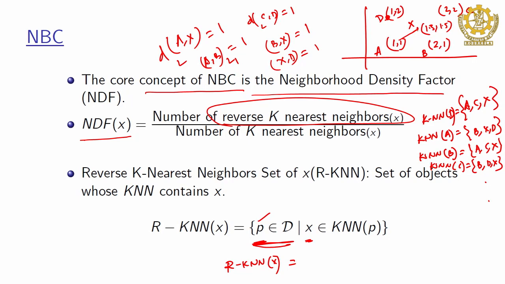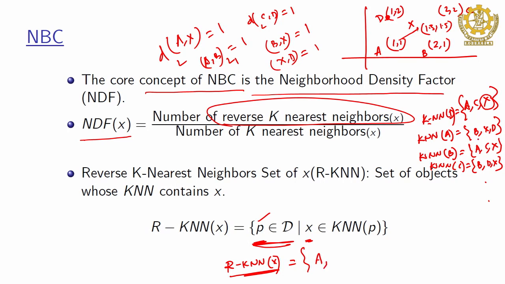Now, what is reverse k nearest neighbor? We need to find the reverse k nearest neighbor of X. What do you have to check? You have to check each point's neighbors, each point's kNN. X is appearing here, yes, X is appearing here. So the reverse k nearest neighbor of X will include A.